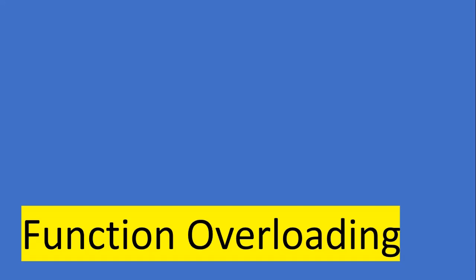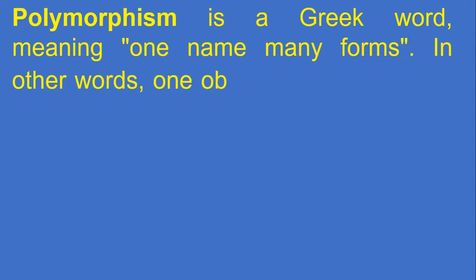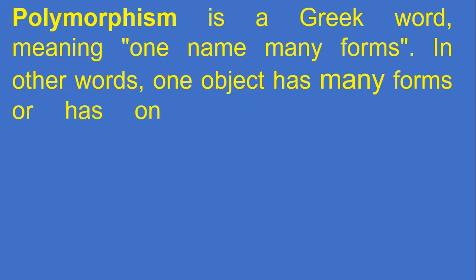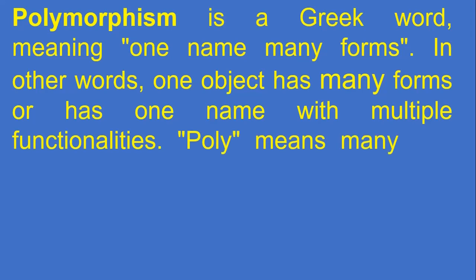Have you heard about polymorphism? I think you may have heard about it whenever you have learned any object oriented programming, because it is the main feature of object oriented programming. Polymorphism is a word which is used in other subjects also, having the same meaning as in object oriented programming. Polymorphism is a Greek word meaning one name, many forms.